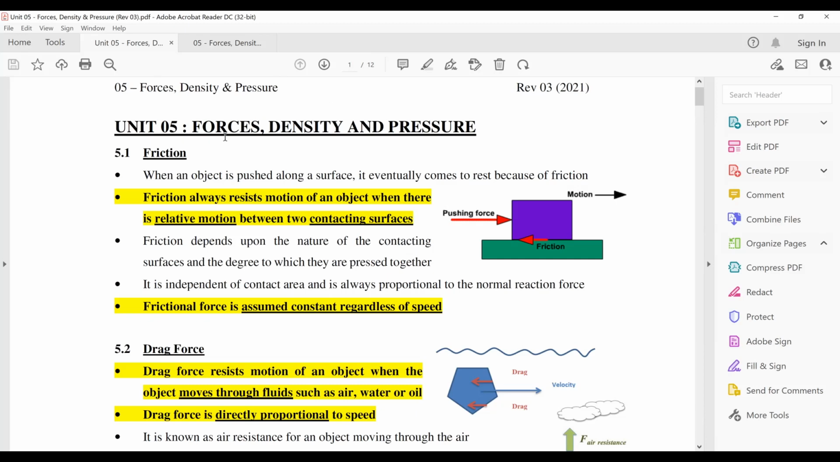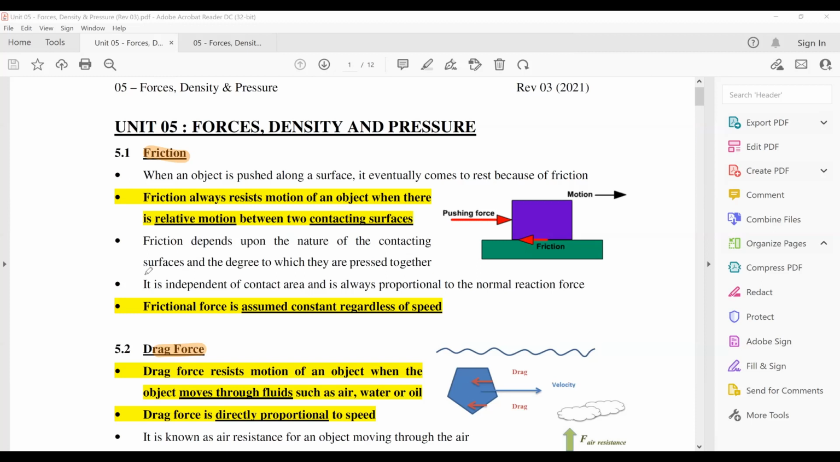So when you're talking about forces, you know that there are always forces that oppose the motion of an object. In your syllabus, there are actually two kinds of forces that will oppose the motion of an object. The first one is called friction. The second one is called drag force. Both will oppose motion, but the manner in which they act is a bit different.